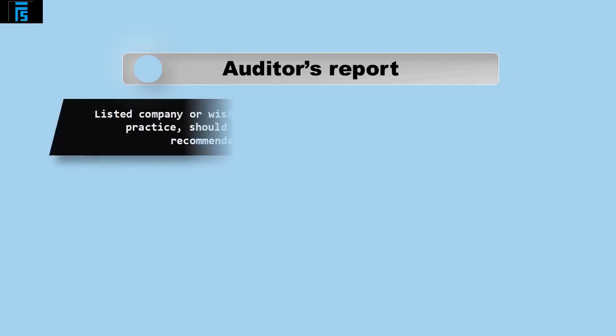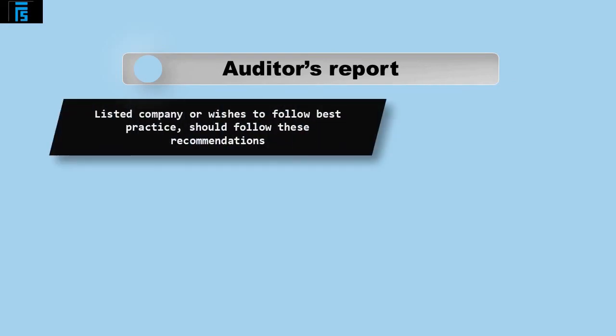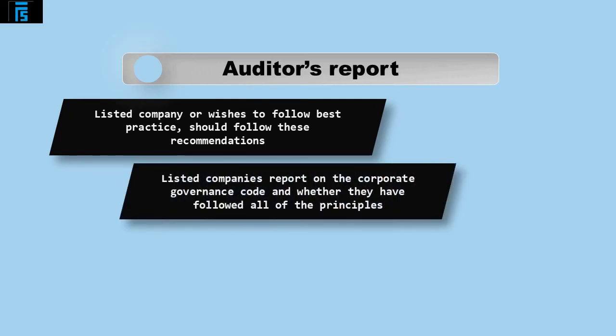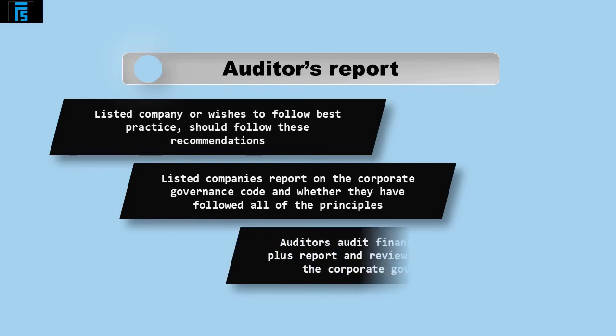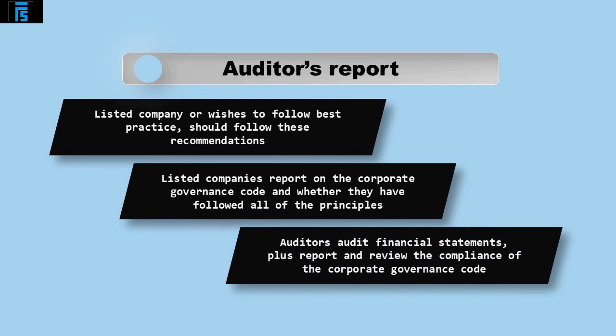If a company is listed or wishes to follow best practice, these recommendations should be followed. Listed companies then produce much more detailed financial information in their annual report. It will report on the Corporate Governance Code and whether they have followed all of the principles. The auditors must audit the financial statements, plus they must report and review the compliance of the Corporate Governance Code.